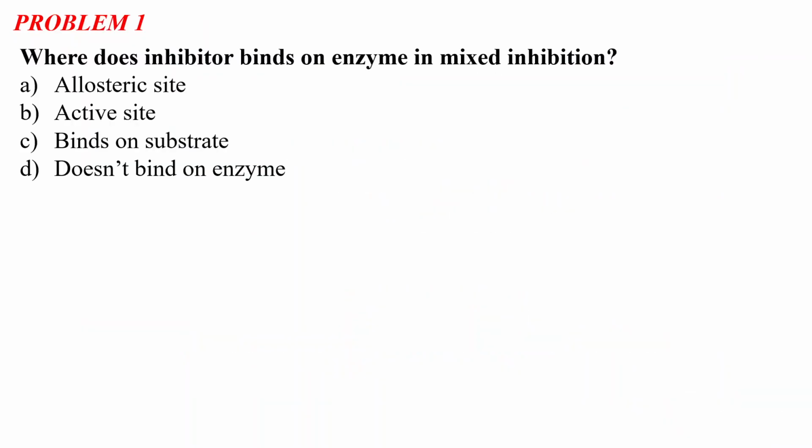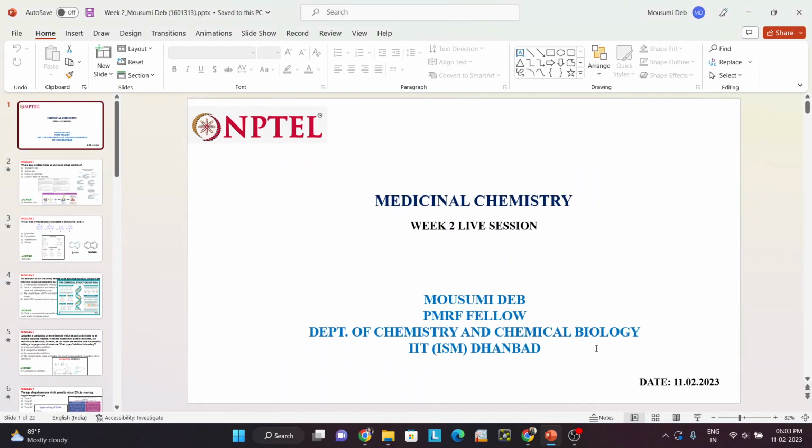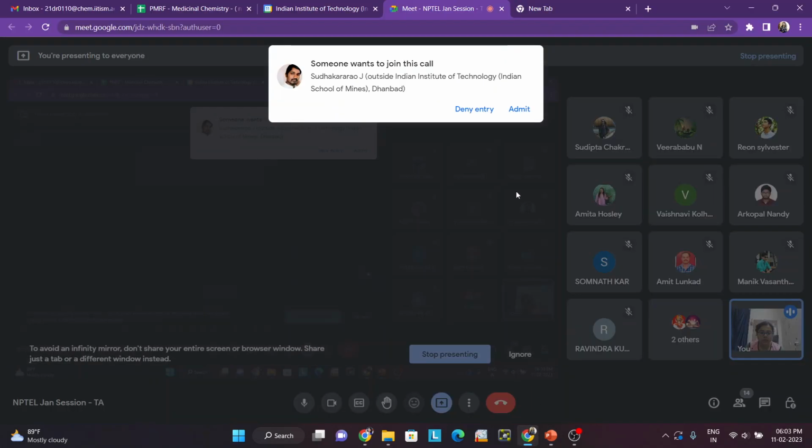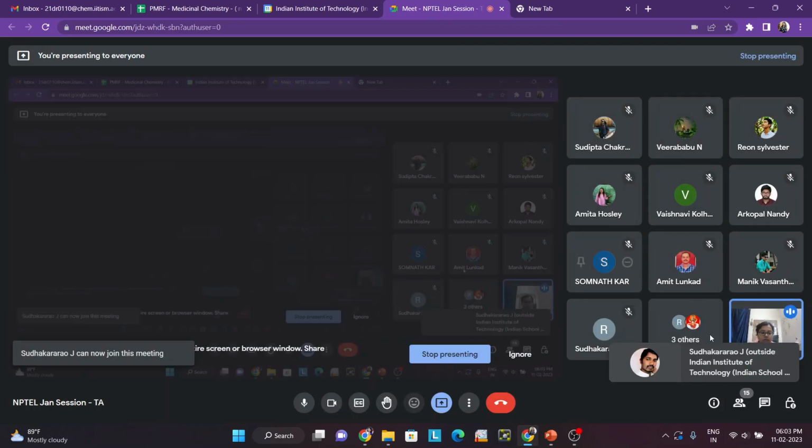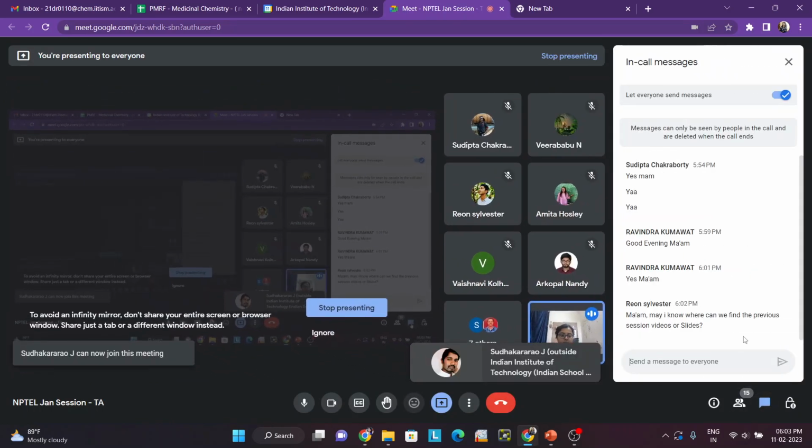The first question says: where does an inhibitor bind on an enzyme in a mixed inhibition? The options are: A, allosteric site; B, active site; C, it binds on the substrate; and D, it does not bind on the enzyme. In this question it has been asked where the inhibitor molecule binds on the enzyme in a mixed inhibition. Does anybody want to answer that question? You can always answer in the chat box.